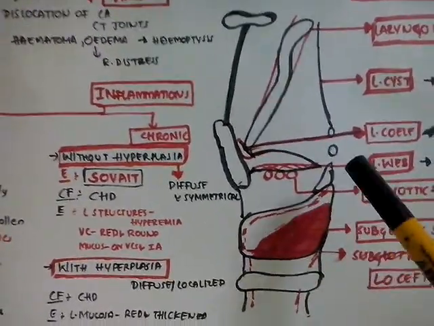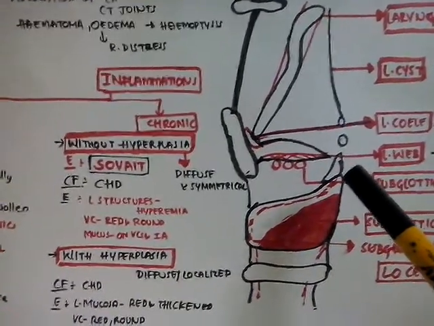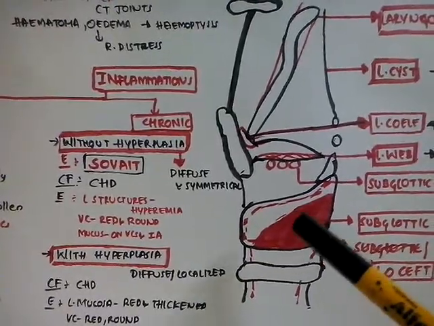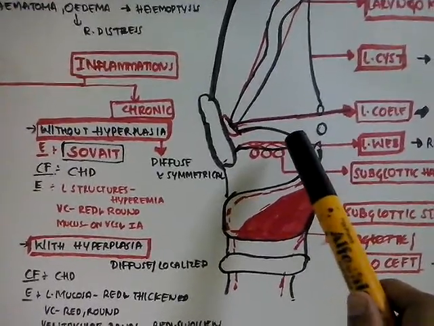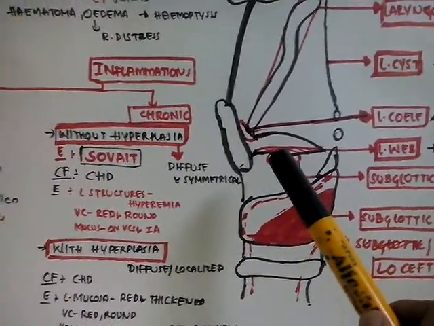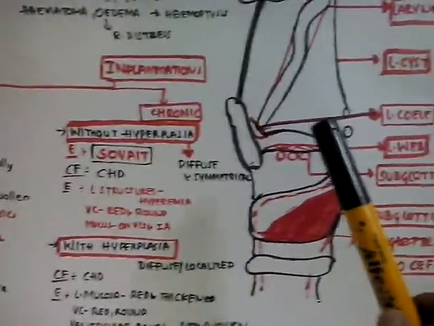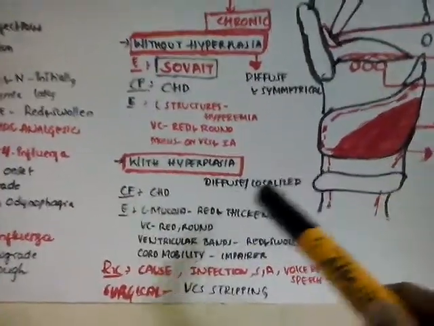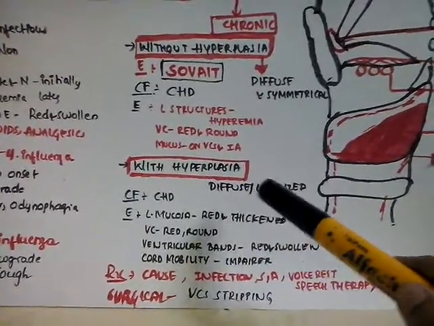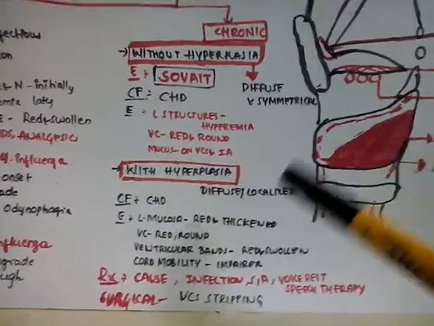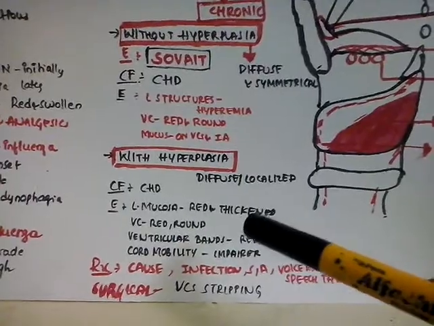As respiratory mucosa is of pseudostratified ciliated epithelium, it changes to squamous type. And squamous epithelium of the vocal cords undergoes hyperplasia and keratinization. As a result, vocal nodules or vocal polyps or Reinke's edema may occur. So, as vocal cords undergo hyperplasia, they become red and round and swollen. Ventricular bands or vestibular folds are red and swollen, and cord mobility is impaired due to edema.